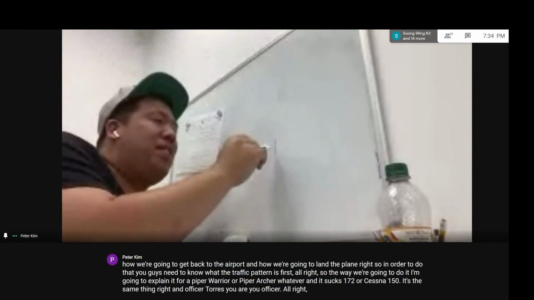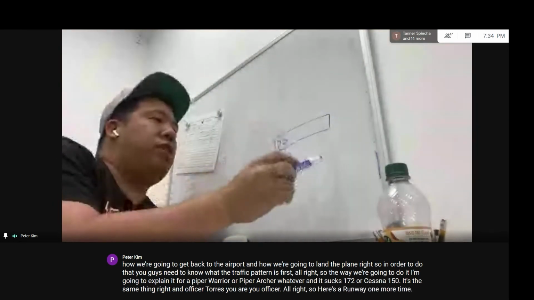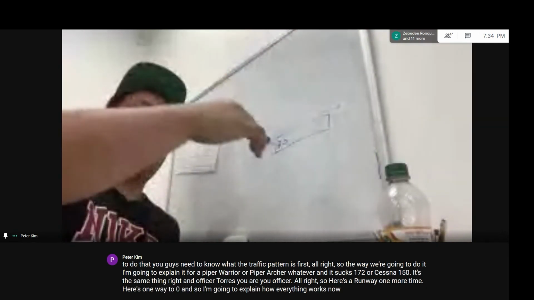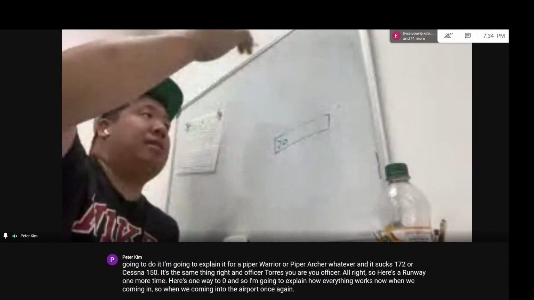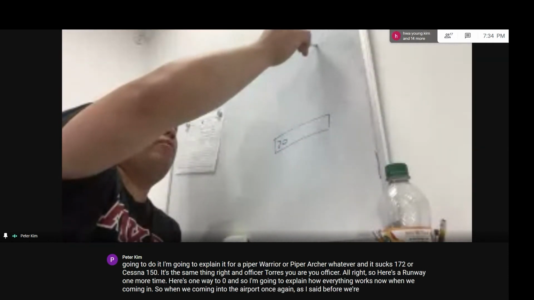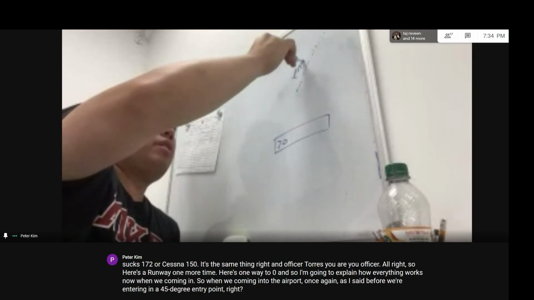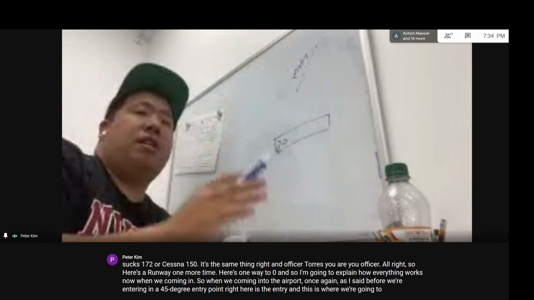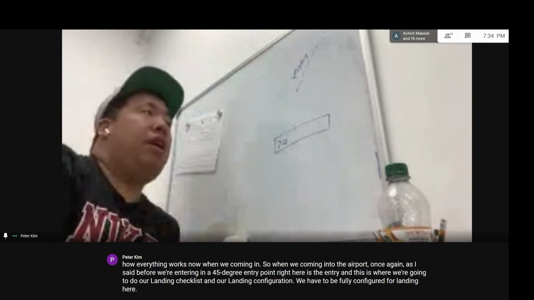All right, so here's the runway one more time. Here's runway 20. I'm going to explain how everything works when we're coming in. When we're coming into the airport, as I said before, we're entering at a 45-degree entry point. Here's the entry. This is where we're going to do our landing checklist and our landing configuration. We have to be fully configured for landing here.